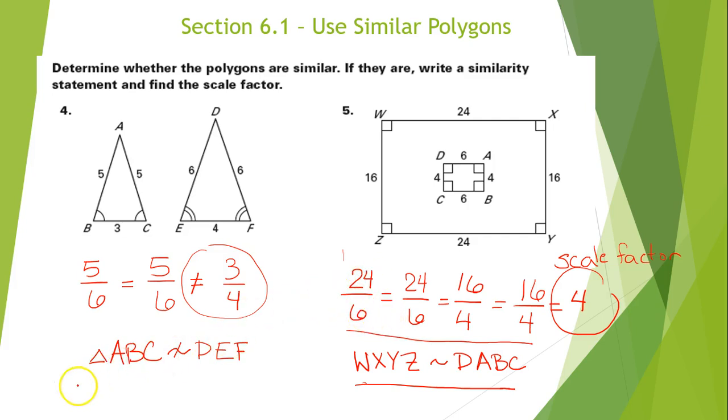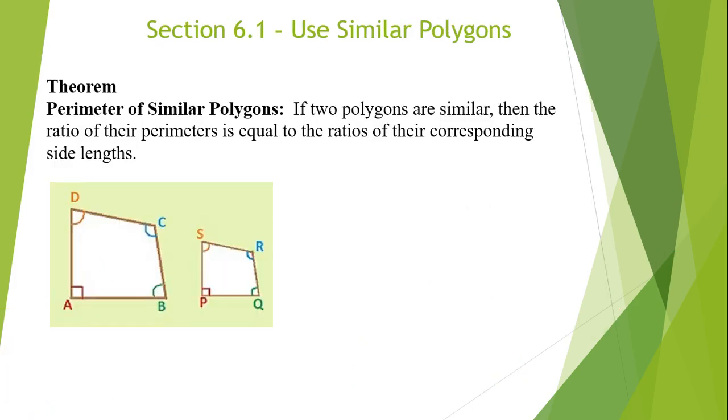Okay, let's look at something else. In our book we have this theorem. It says perimeter of similar polygons. And it says if two polygons are similar, then the ratio of their perimeters is equal to the ratio of their corresponding side lengths. So I'm going to write out that statement. Perimeter of any polygon is just all of the sides added up.